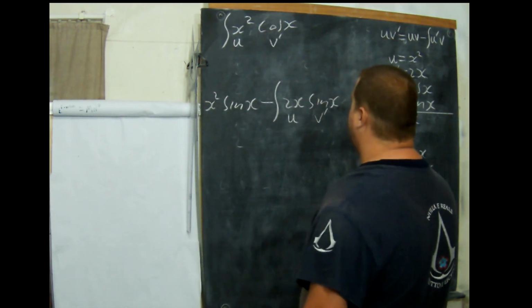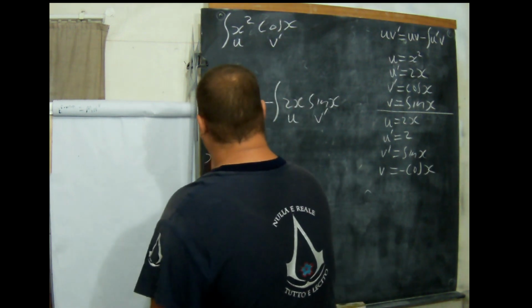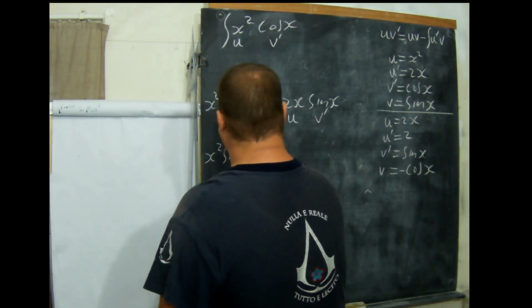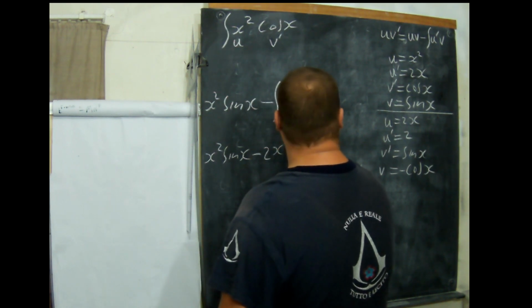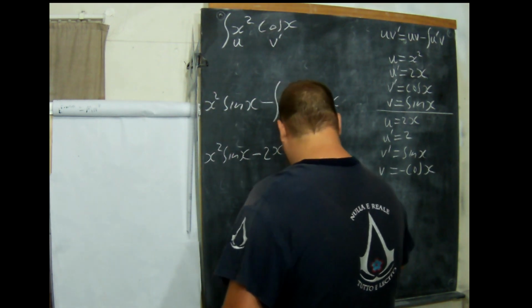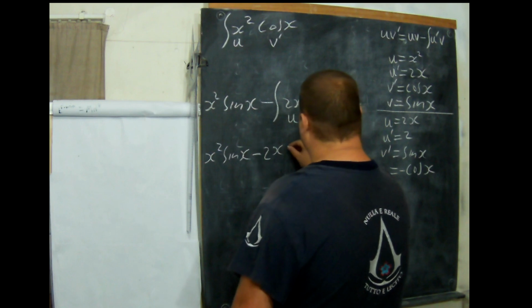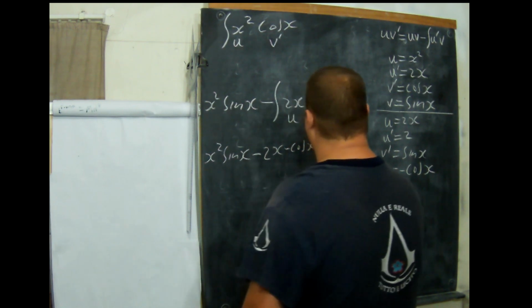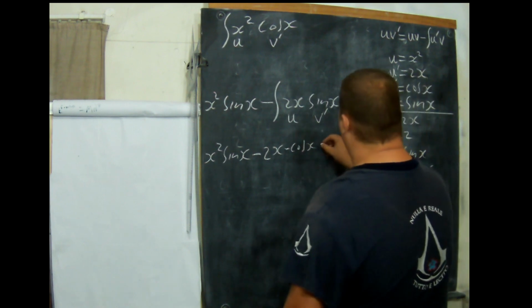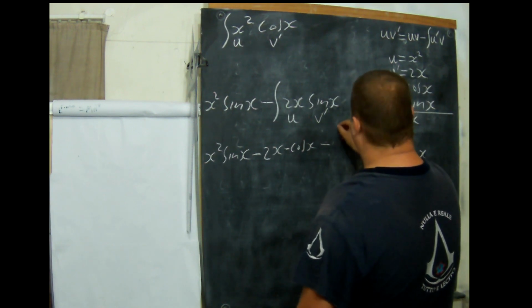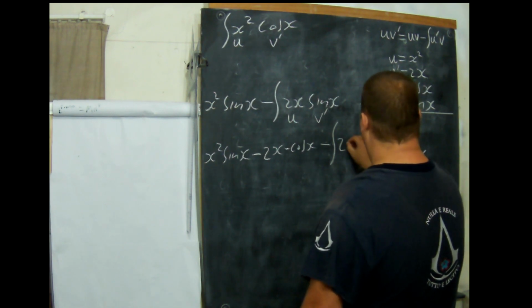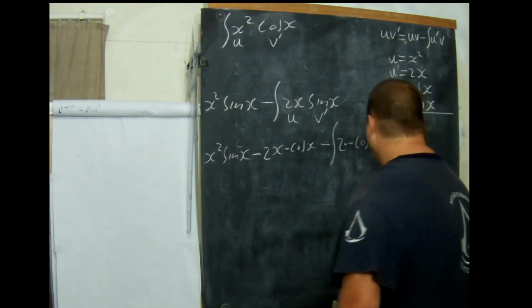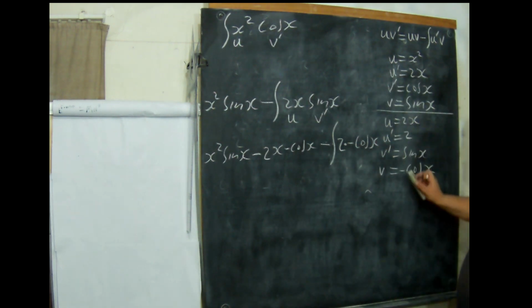Okay, so what we have to do now is say x squared sine x minus 2x minus cos x, minus the integral of 2, minus multiplied by minus cos x. You've got these down, so I'm just going to erase.